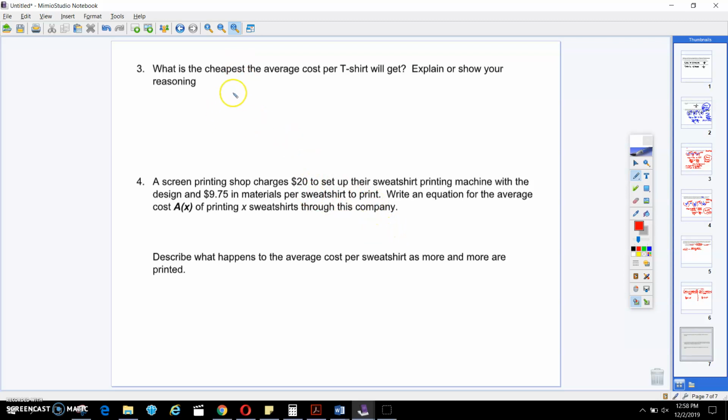Okay, so what is the cheapest the average cost per t-shirt will get? Explain or show your reasoning. So remember how in my equation, I've got this $35 plus $4.25 per shirt over X? Really, I could rewrite this as 35 over X plus 4.25, okay? These are the same equations, and here's the reason why. If I took 35 and divided it by X, that's going to give me 35 over X. If I took 4.25X and divided it by X, that's going to give me 4.25, okay?